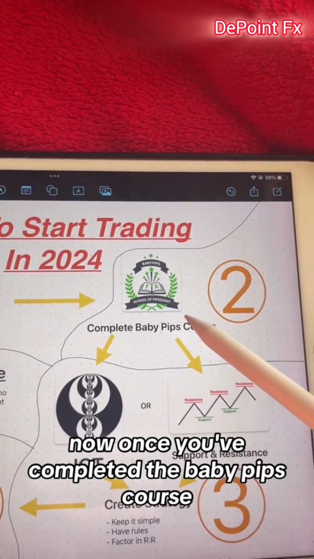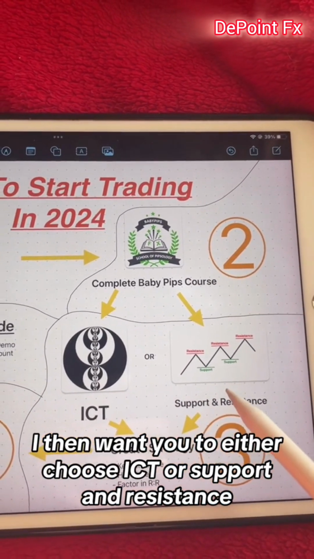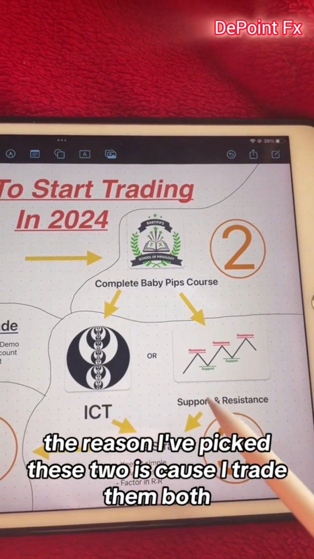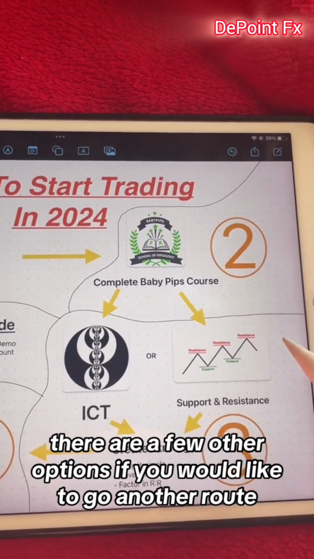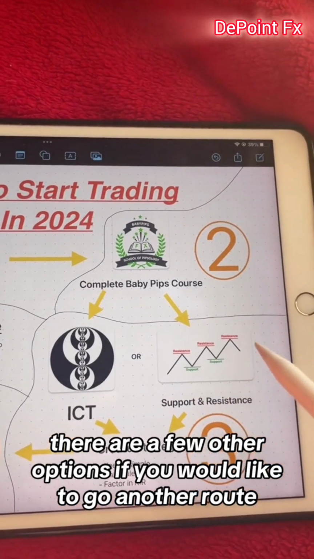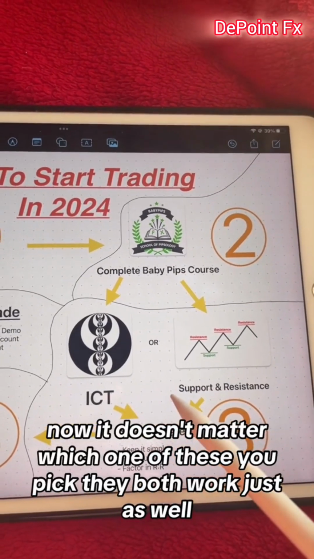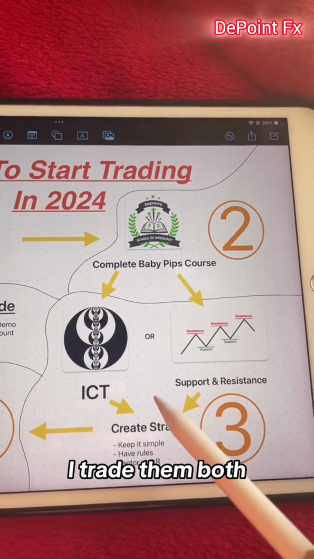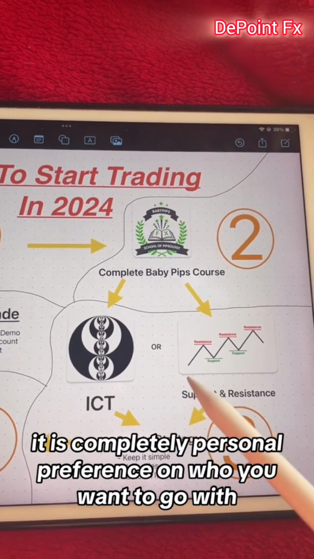Now, once you've completed the Baby Pips course, I then want you to either choose ICT or support and resistance. The reason I've picked these two is because I trade them both and I understand they both work. There are a few other options, so if you would like to go another route, that is completely up to you. Now, it doesn't matter which one of these you pick, they both work just as well. I trade them both. It is completely personal preference on who you want to go with and what you like the look of more.